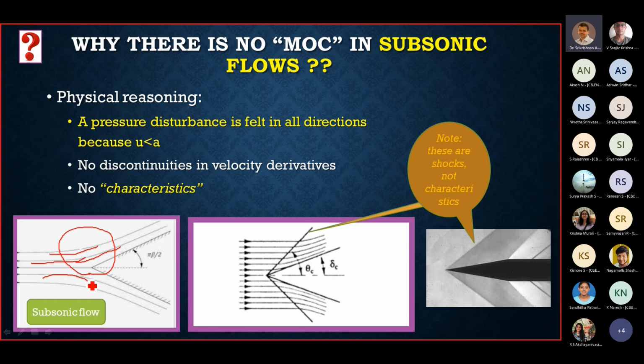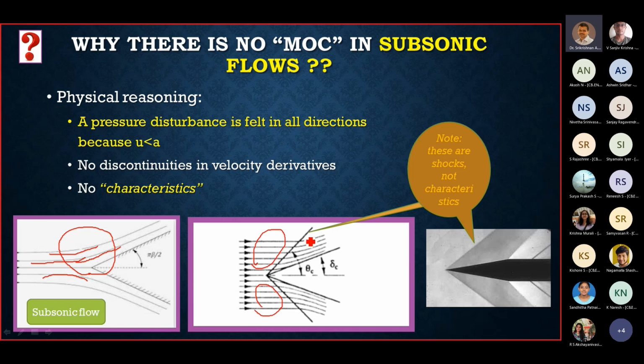So that's a reason why it doesn't make sense to talk about method of characteristics in subsonic flow. Whereas in supersonic flows, we know that it's all quite dramatic. That is, when there is a pressure disturbance, the flow goes through it and then adjusts, but there is no previous turn for the flow, right?